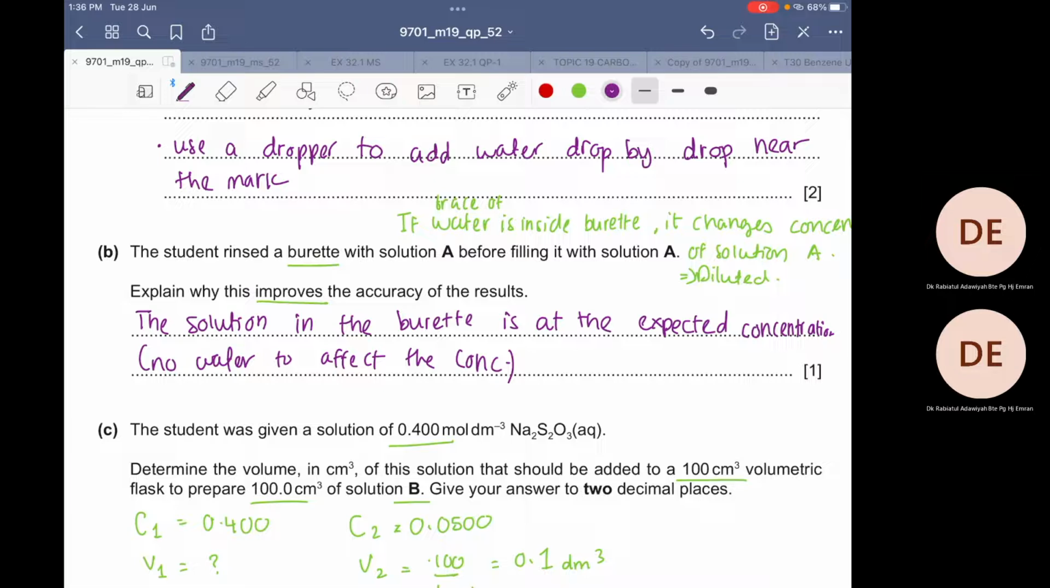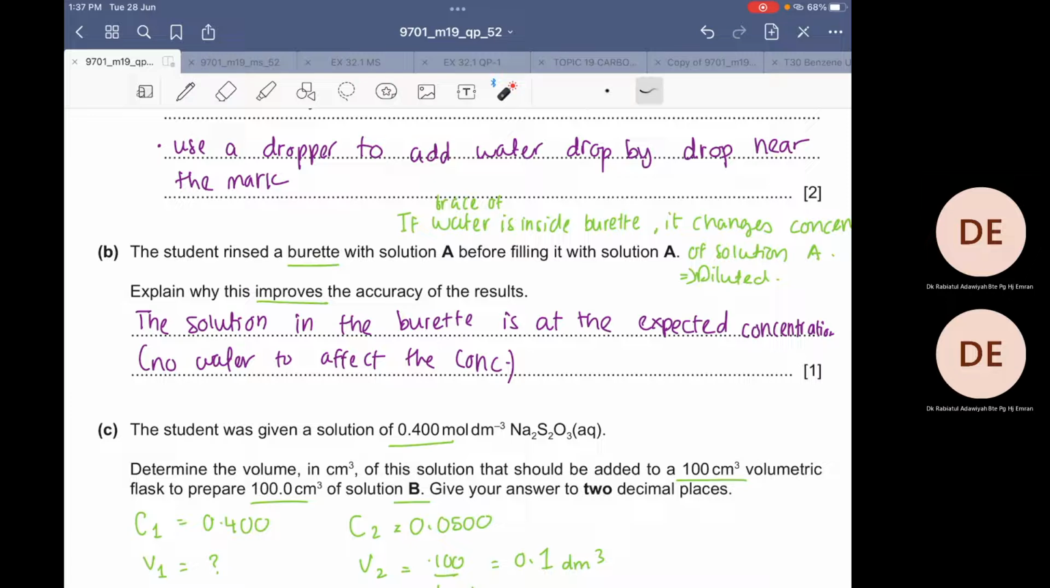Okay, next question. The student was given a solution of 0.4 mole per dm cube. Determine the volume that should be added to 100 centimeter cube of volumetric flask to prepare 100 centimeter cube of solution B. Okay, this is something that I believe you have done in biology. It's called dilution. You are given a solution that has a high concentration, 0.4 mole per dm cube. Now they want you to prepare the concentration as in solution B.